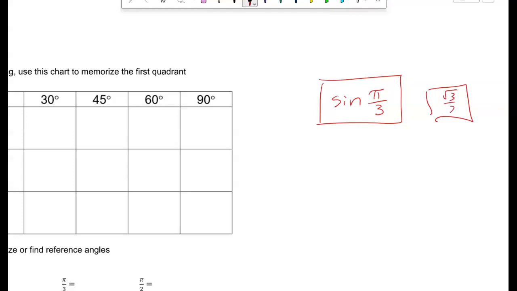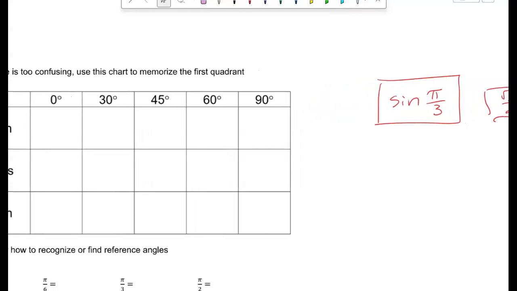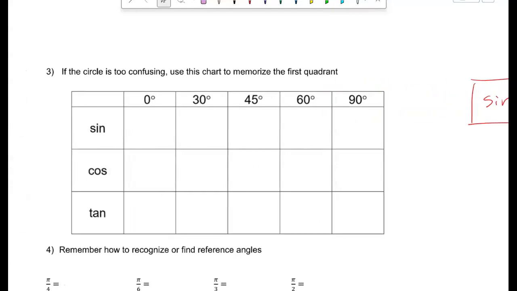That would be root 3 over 2. Make flashcards. The good old-fashioned flashcard. Make a Quizlet. I don't think that's cool anymore, but you know, you could do something like that. But you can totally do those. Be able to fill this out.